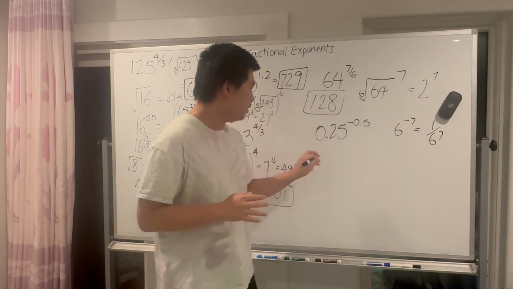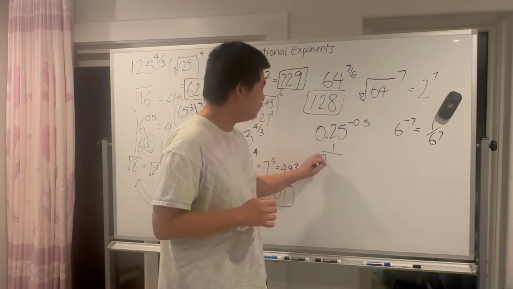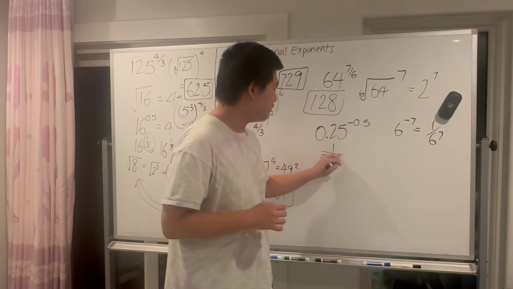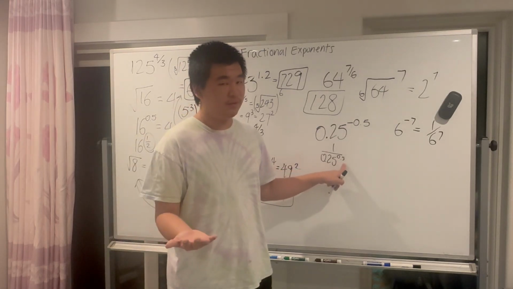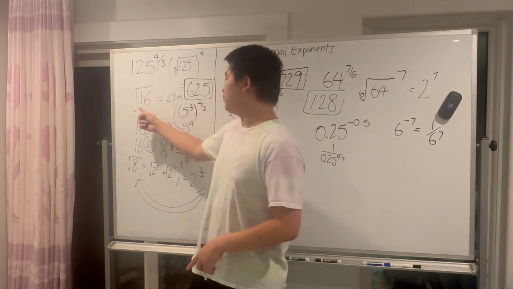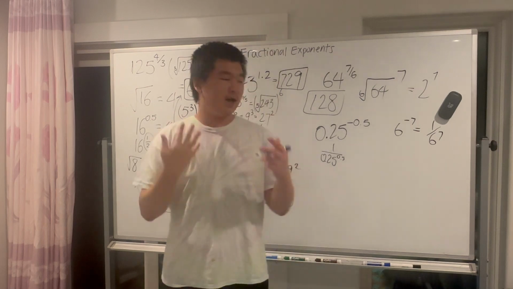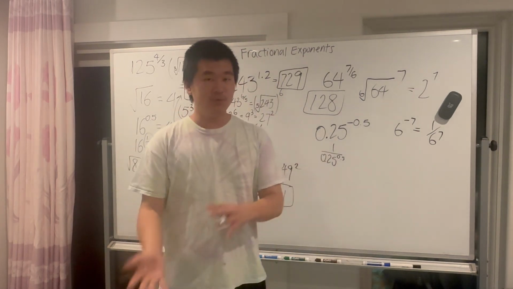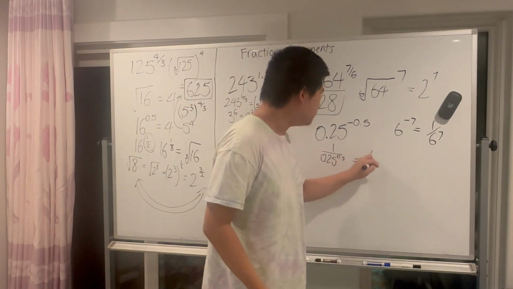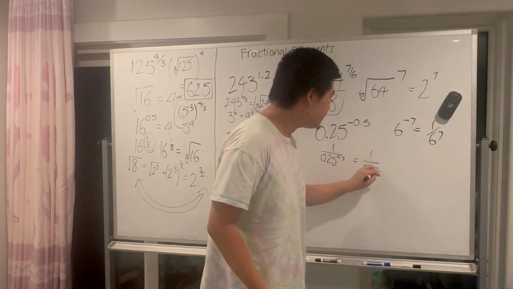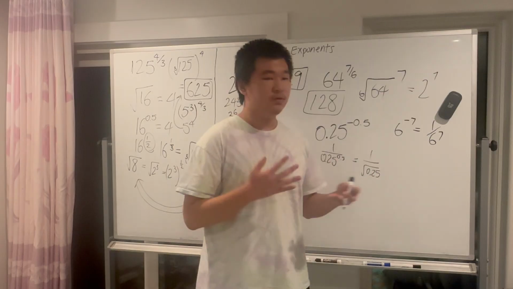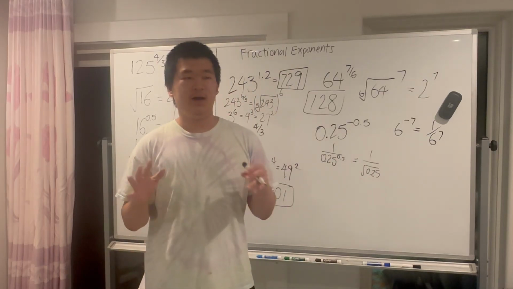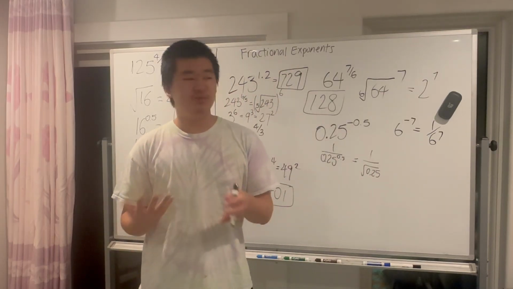So this is going to be 1 over 0.25 to the power of 0.5. And now what is the meaning of something to the power of 0.5 again? It is just a square root. So it's asking what's 1 over the square root of 0.25. Now maybe you recognize this immediately, or maybe you don't. But if you don't recognize it immediately, you can think of it as this. 0.25 is 1 over 4.